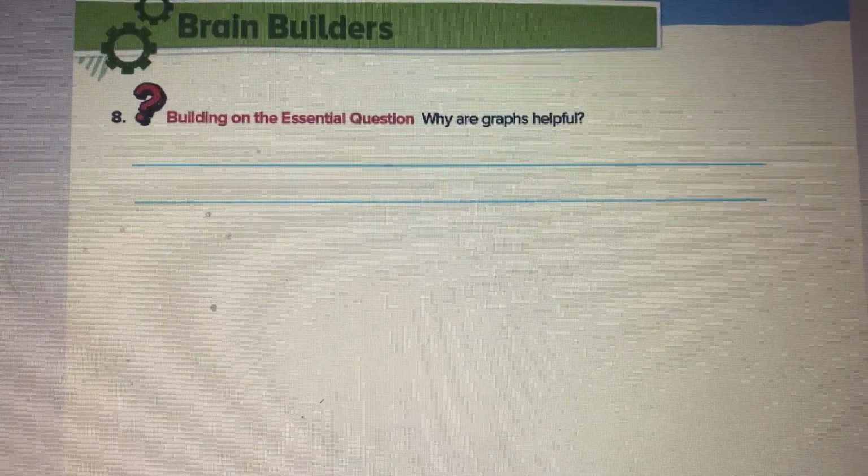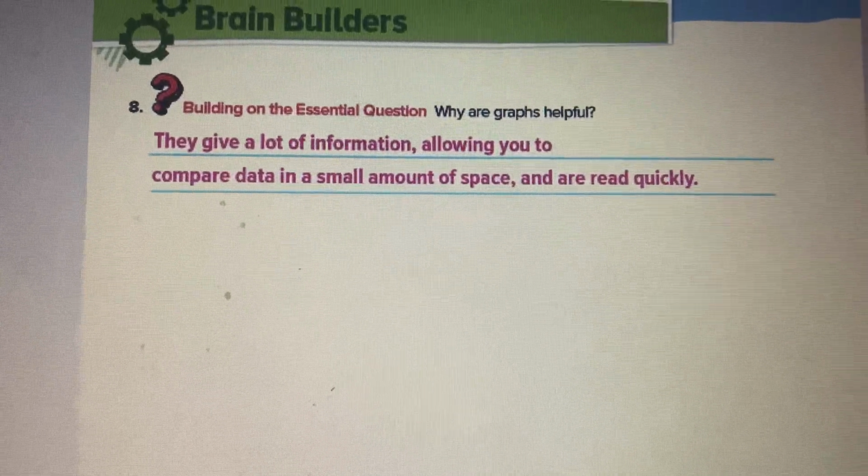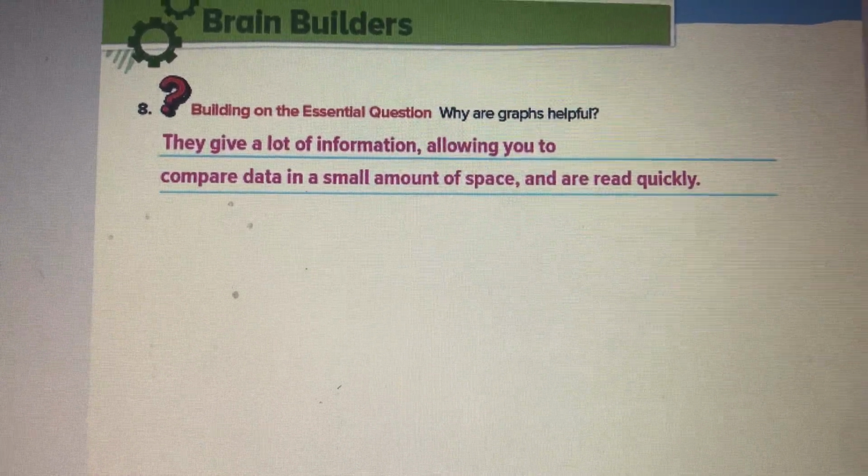Okay, why are graphs helpful? I'm just going to give you this one. They give us a lot of information to help us compare.